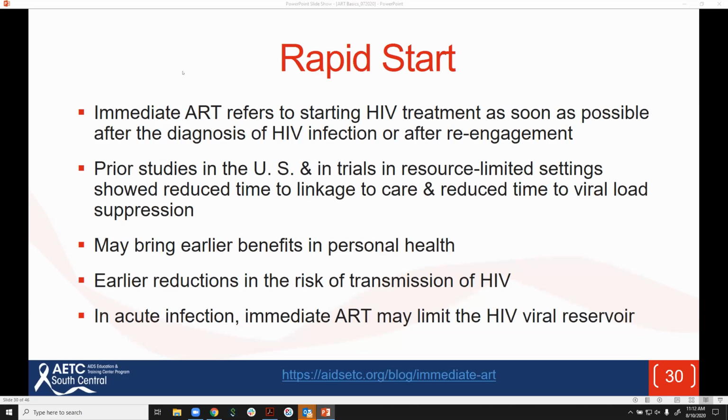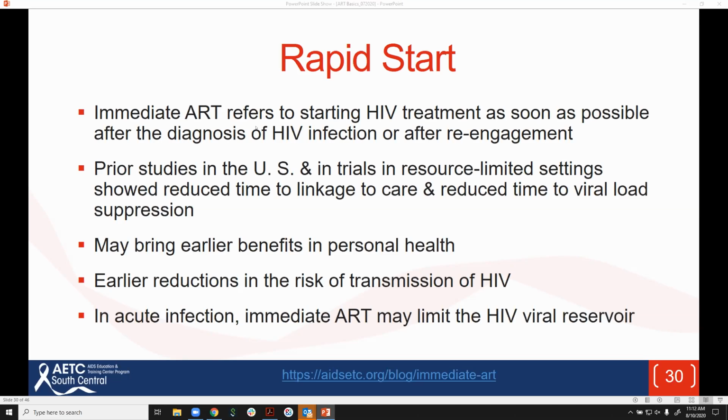So super key. So one of the mechanisms to help with linkage and retention is to get someone, as soon as they're diagnosed, right with this interprofessional team of social workers, nurses, pharmacists, prescribers, basically to assess them, make sure that they have the resources and start medication right away. And so Rapid Start is the immediate antiretroviral therapy as soon as possible, basically after diagnosis or re-engagement. So sometimes we have a rapid restart of medication in someone who is otherwise lost to care.